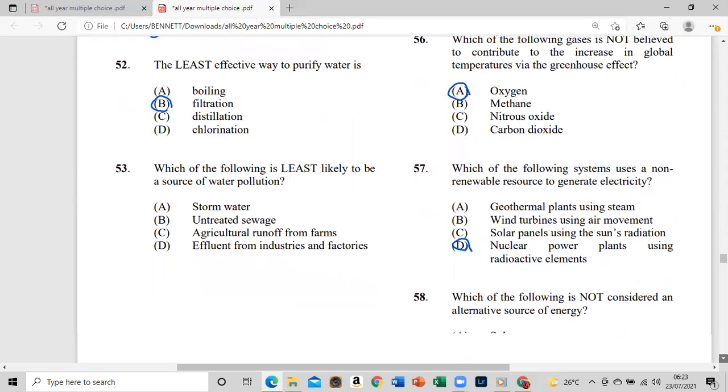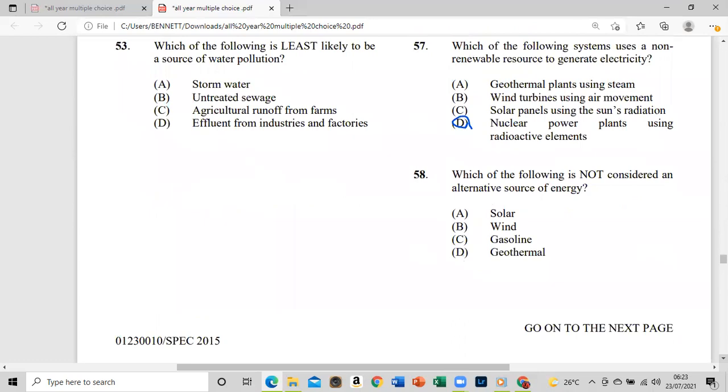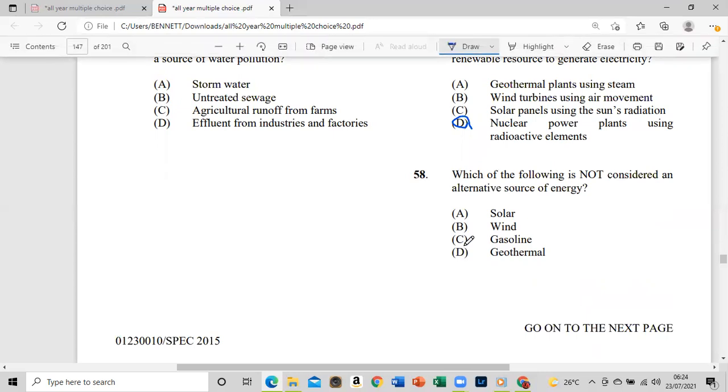All right, 58. Which of the following is not considered an alternative source of energy? Is it solar, wind, gasoline, or geothermal? So 58 is C, gasoline.